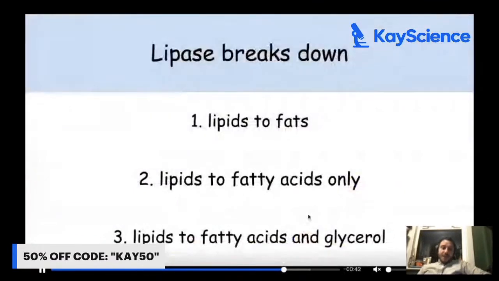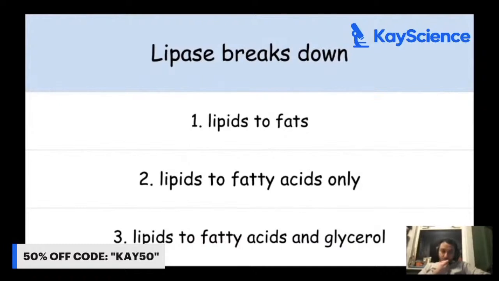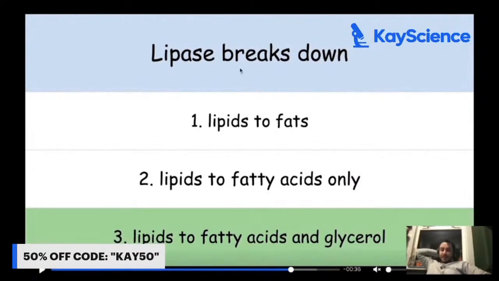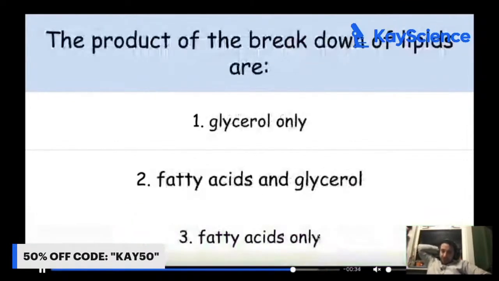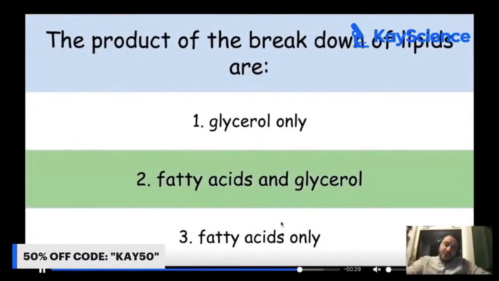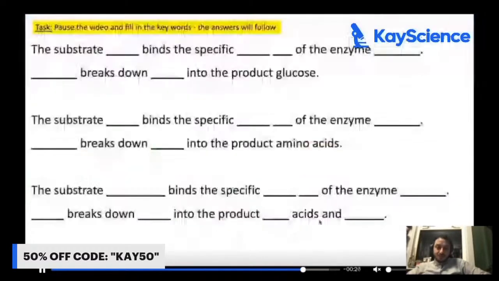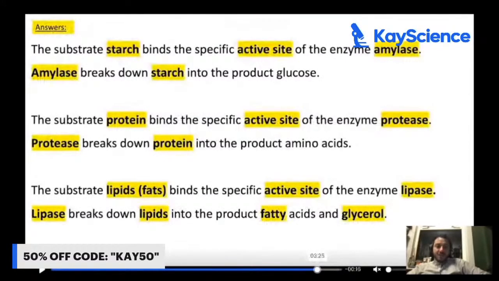So we've got one last question time here. 1, 2, or 3 in the group chat. And that is going to be lipids are broken down by lipase to fatty acids and glycerol. So products of the breakdown of lipids are, this one's quite easy, fatty acids and glycerol. So you can pause the video here at the end of each video. You've got gap fills, and these are going to be the answers. So pause it if you're watching on catch up, and these are the answers.